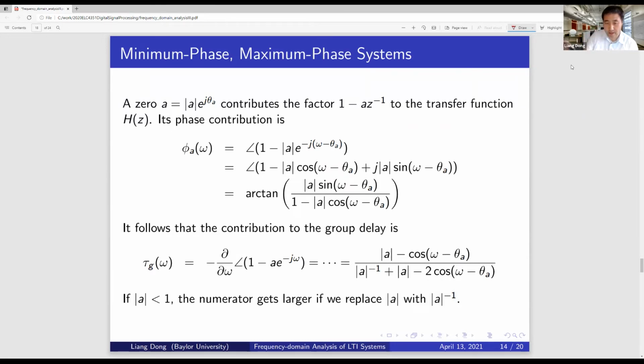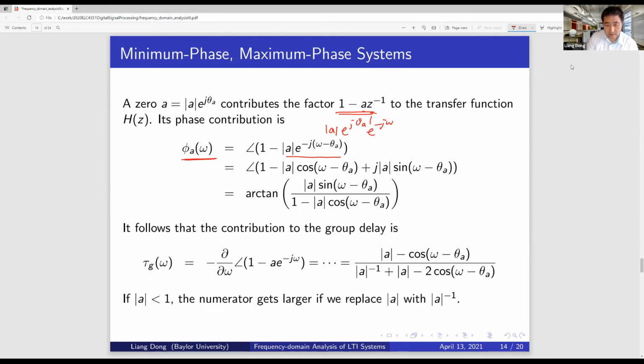For FIR, we just have this. Let's look at its phase contribution. The phase contribution of this factor is the phase of 1 minus A times e to the power -jω. Now replace e to the power -jω as e to the power -j theta, and then we replace A as the absolute value of A times e to the power j theta A. Therefore, we have this line here.